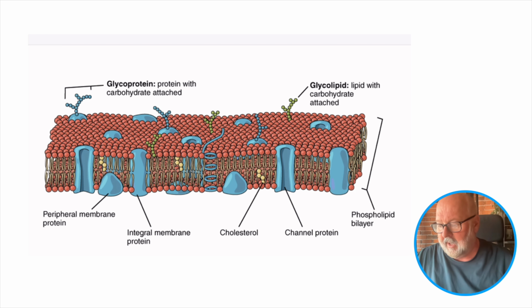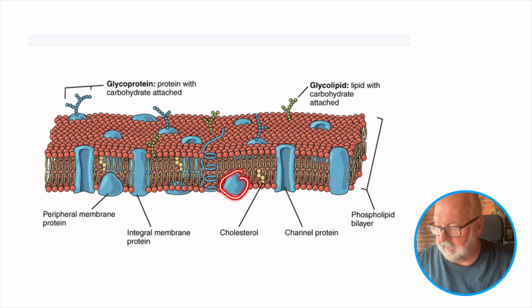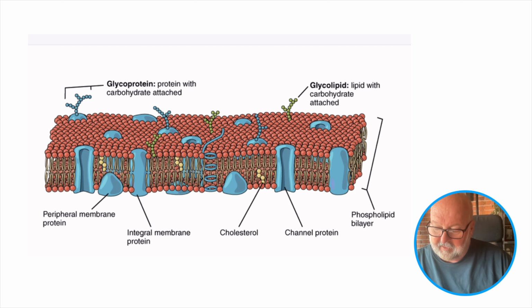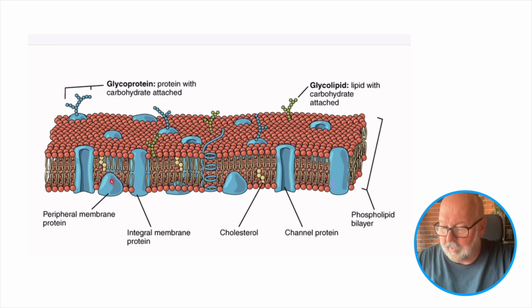So if you look carefully, you can see some proteins are just on the periphery, either just on the inside or just on the outside surface of the cell membrane. They don't go all the way through. So here's a good example right here. This one right here, it doesn't go all the way through. It's just right here. So we're going to call this a peripheral membrane protein. And here's another one right there.